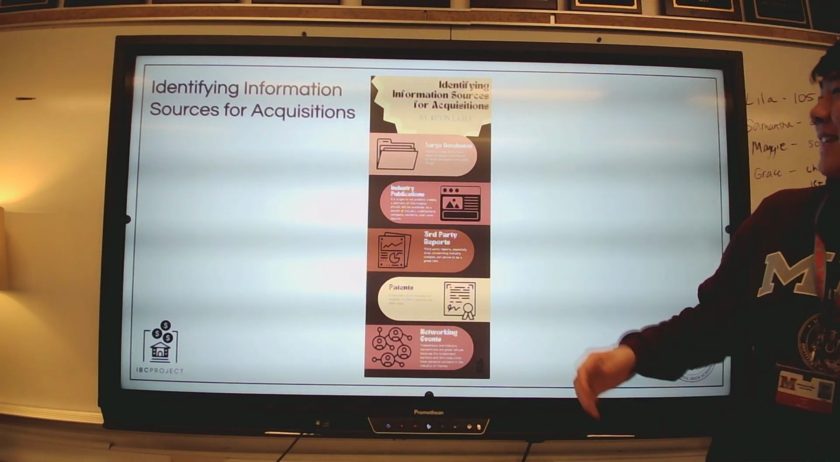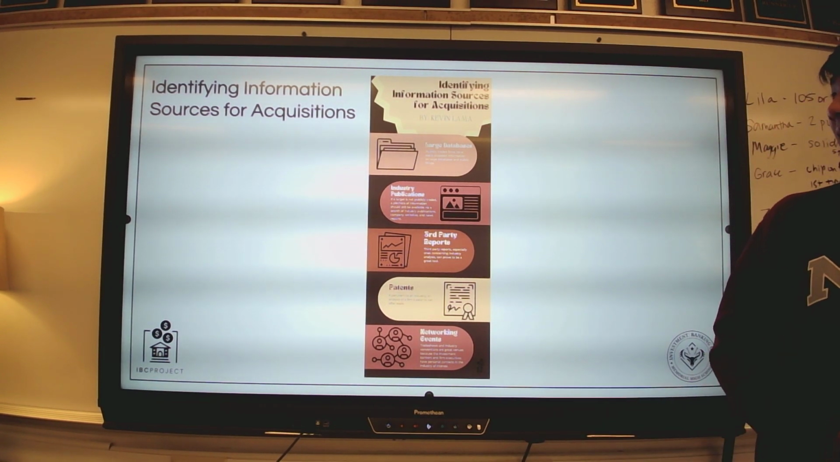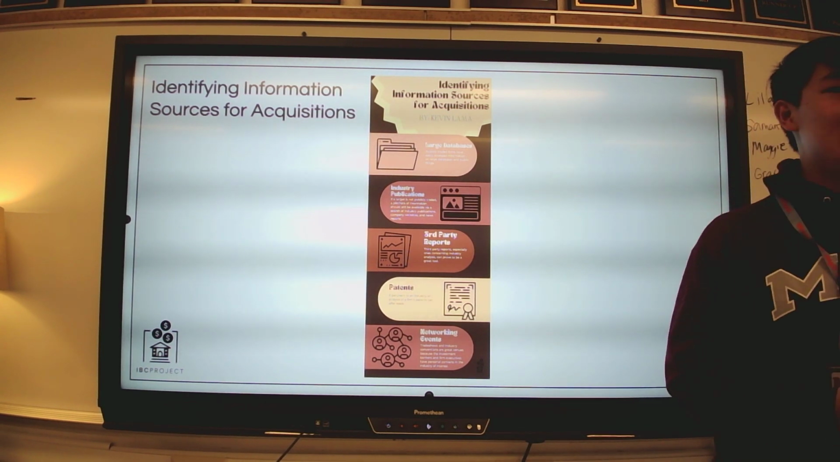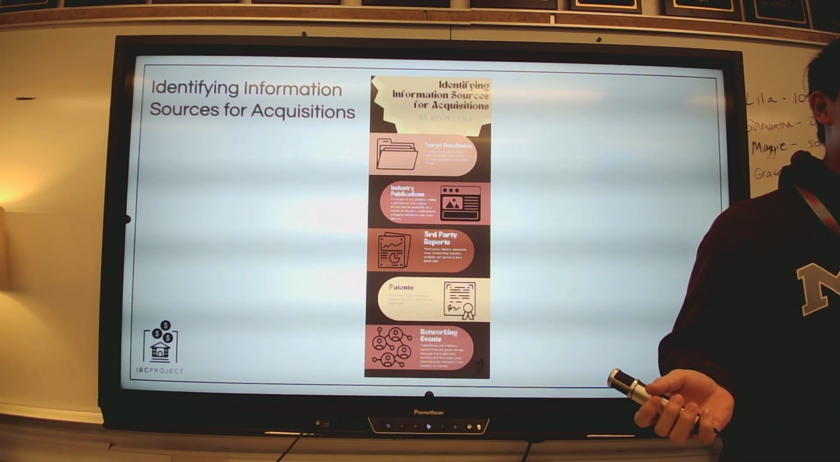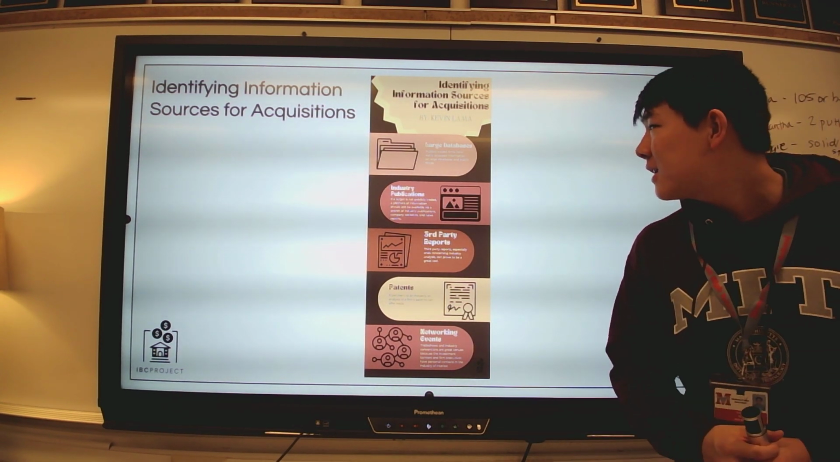All right. This is by Kevin Lama. He's not here, but there's four ways that you can get information. First is through large databases. So there's public information that everyone can use to get information.